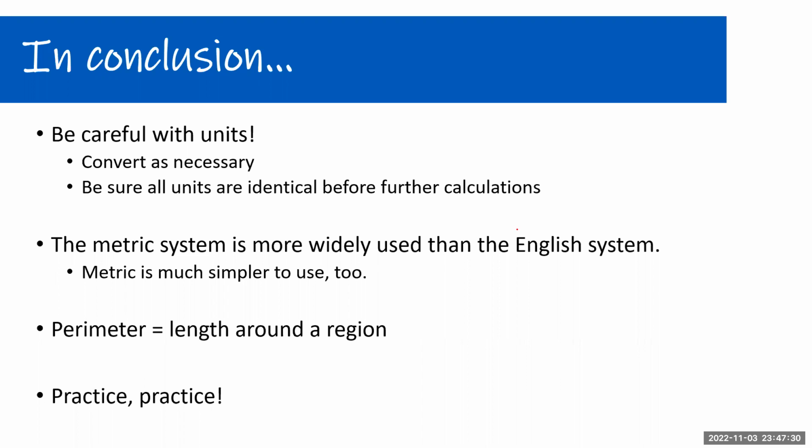The metric system is more widely used than the English system, especially in sciences and the rest of the world, because it's a lot simpler to use. Mathematically, it's way easier to deal with. We just move those decimals around. Remember, if you're asked to find the perimeter, all you need to find is the length around that region. It can get kind of complex like we saw in those examples, but you're still just finding the length of all the edges combined. Practice, practice, practice.